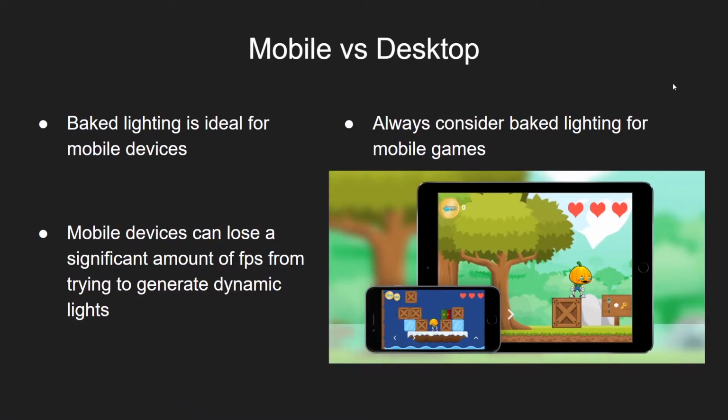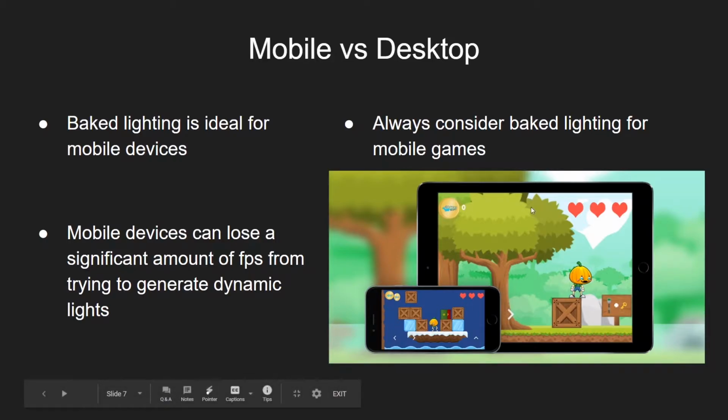So lastly, we see Unity used a lot in mobile games. It's important to note that baked lighting can actually be ideal for mobile devices since they don't have the same processing power as a computer or an Xbox. If you have dynamic lighting, which is non-baked, real-time lighting, in mobile games, you're probably going to lose a lot of frames per second because the phone won't be able to keep up with generating those lights. So for mobile games, baked lighting is kind of necessary.